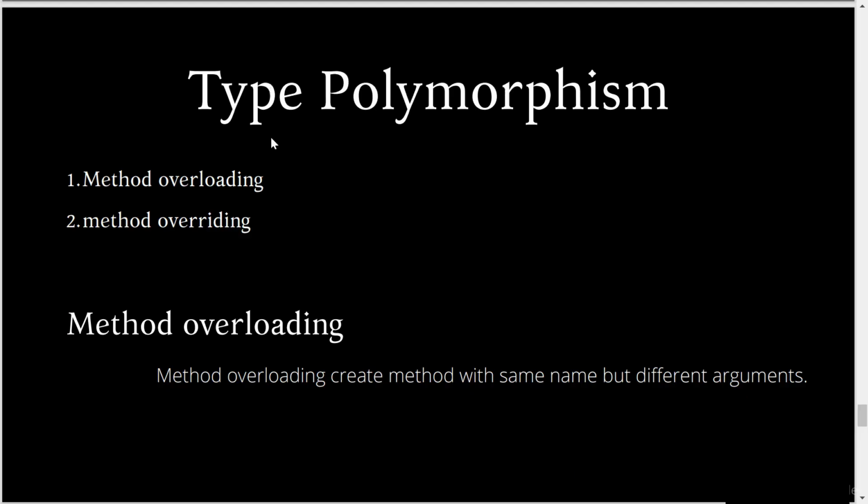Types of polymorphism: method overloading and method overriding. Method overloading is also known as compile-time polymorphism. Method overloading means creating methods with the same name but different arguments. It is not possible in Python because Python does not allow you to create methods with the same name. But you can implement this concept like this.